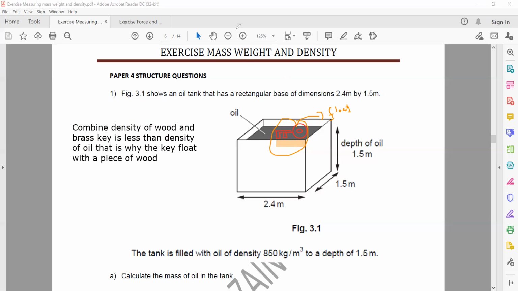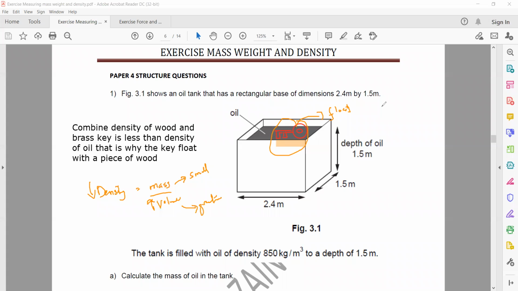Because, Abdullah, what happens is that the volume is also increasing. The formula for density: density is mass per unit volume. So when the key is joined with a piece of wood, the mass will increase and the volume will also increase, but the increase in mass will be small, and the increase in volume will be greater. As the volume increases more, the density will decrease. I will give you an example.